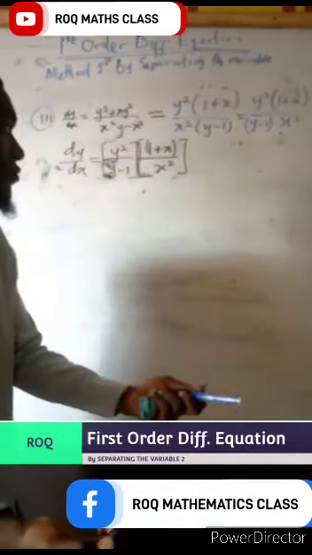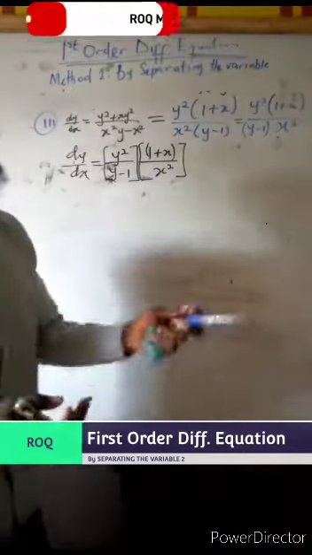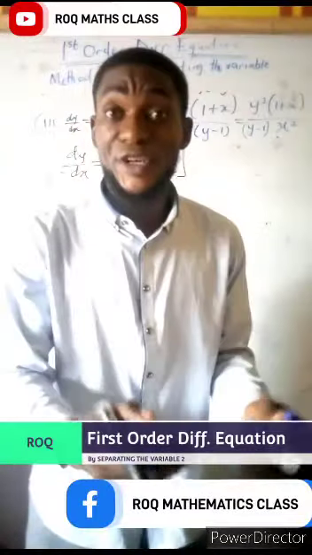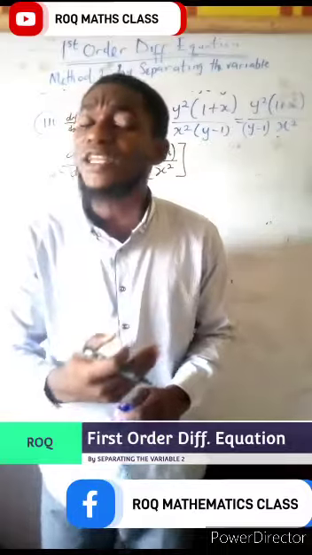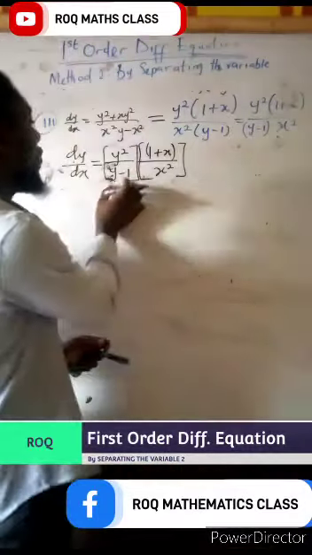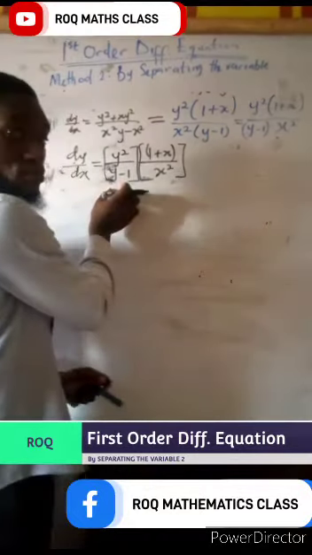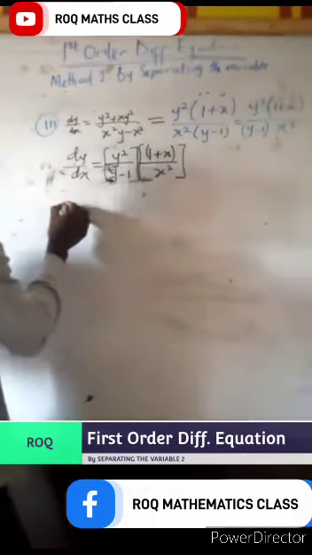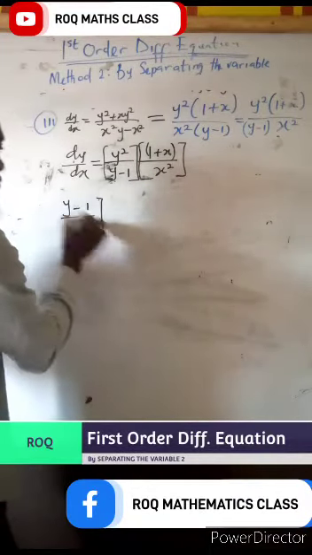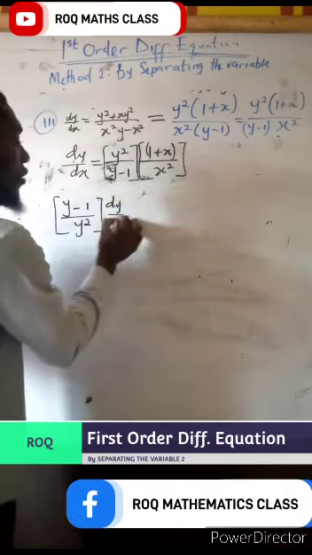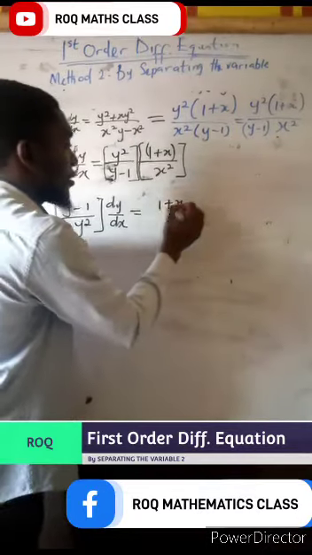Then let's move. I have to move the function of y to the left hand side of my equation, and leave the function of x at the right hand side of the equation. By moving this to the other side, it means I have to divide both sides by this. Now this will give me y minus 1 over y squared dy over dx.